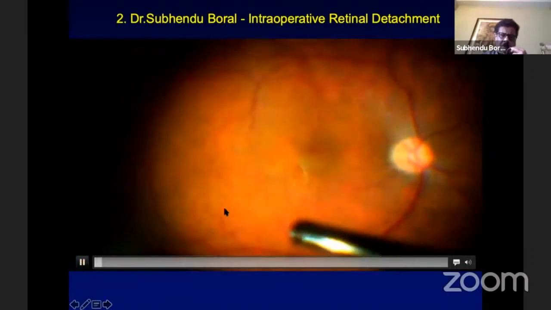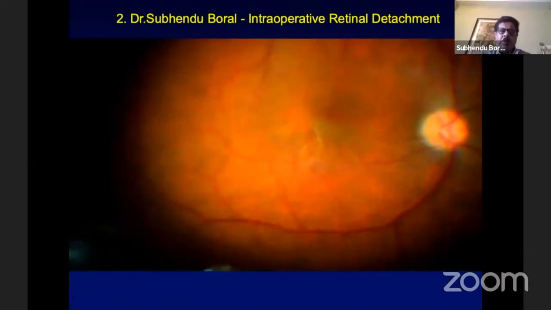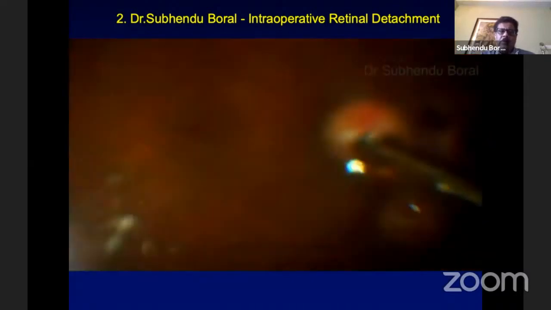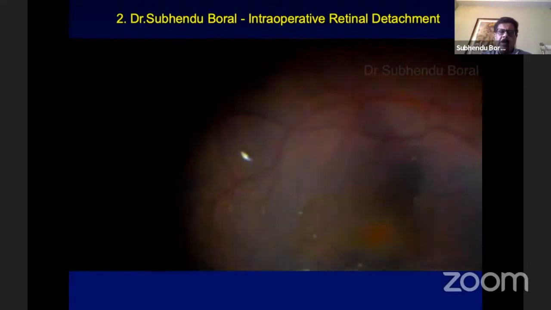I'm Dr. Shubhendu from Deshai Hospital. It was a case of routine ERM removal surgery. After doing vitrectomy, I stained the macula with trypan blue.